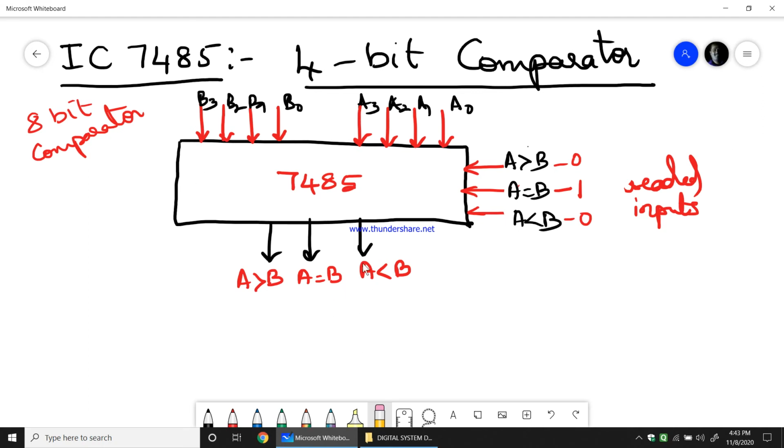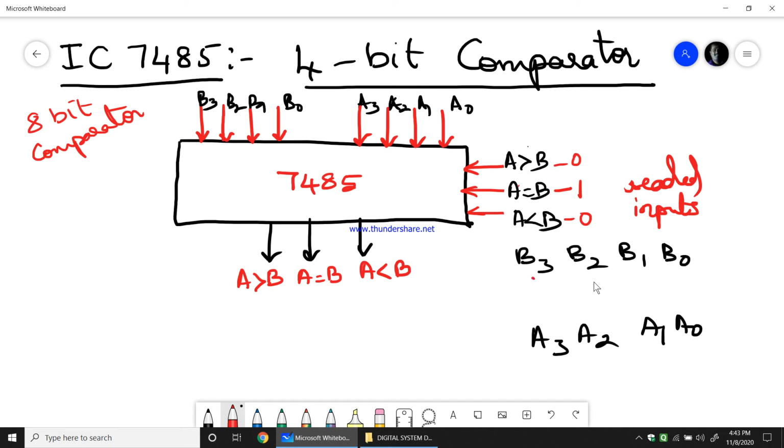So how will the comparison be done? I have B3, B2, B1 and B0. I have A3, A2, A1, A0. Now your 7485 will always compare B3 with A3 first. So for example, let me say 1 0 0 0 and 1 1 0 0.